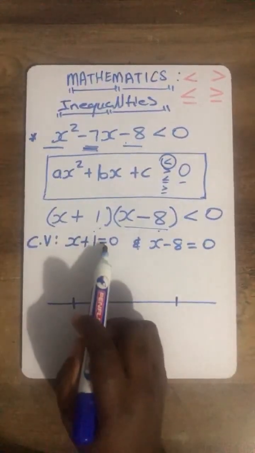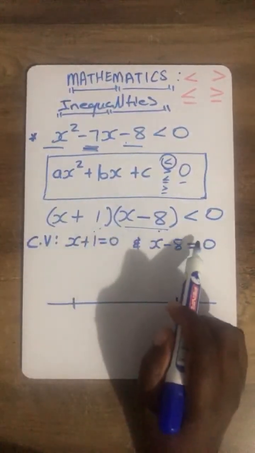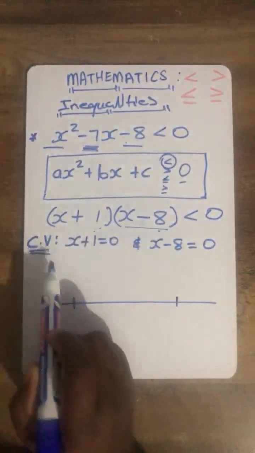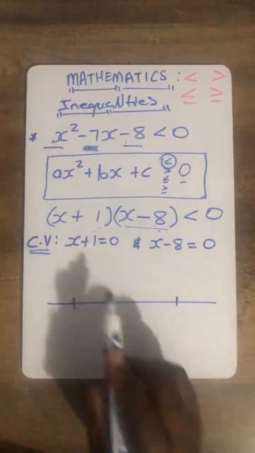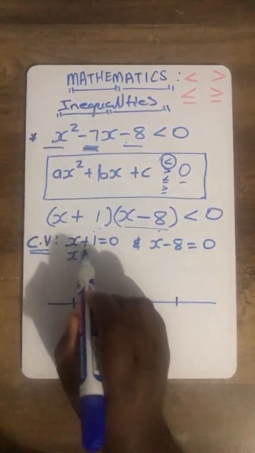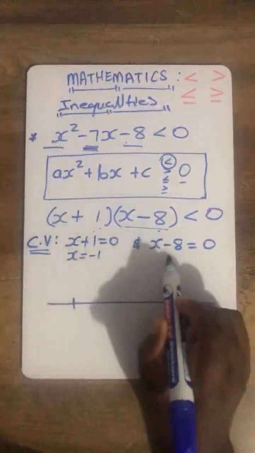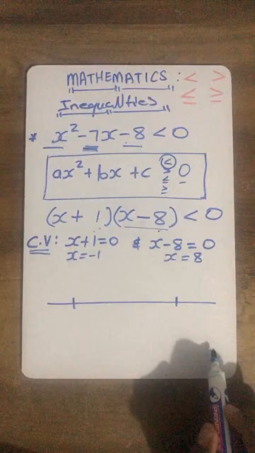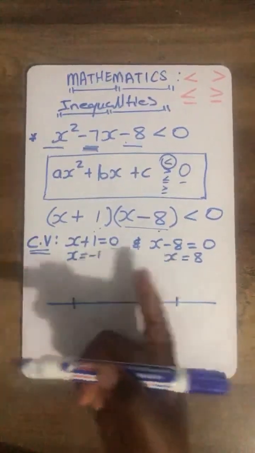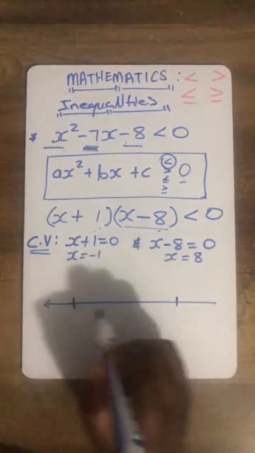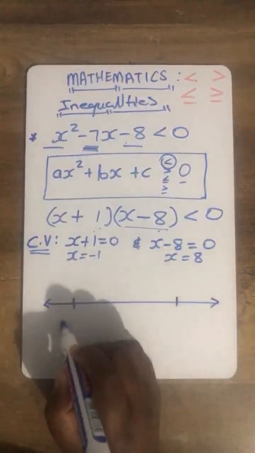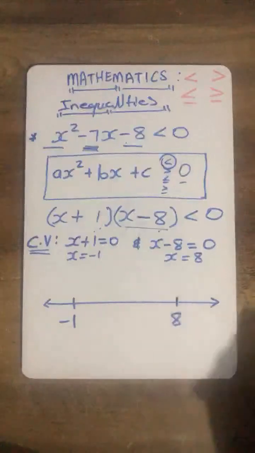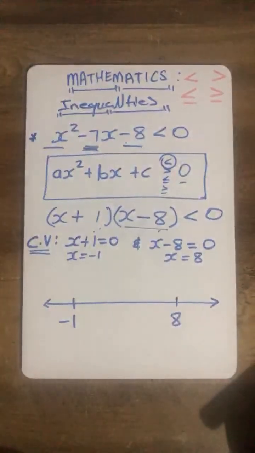So for you to use the equal sign, you ask the permission by stating critical values, so that you now solve for x. You take 1 to the other side, it is that. Here again you take 8 to the other side, it is that. Why did you have to find the critical values? It's because you wanted to represent them on a number line. So on this side is going to be -1, and then the bigger number on the right side.